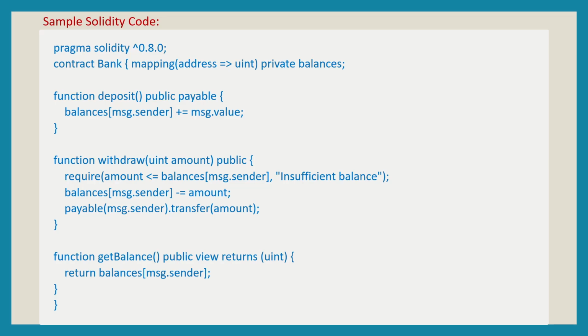If this requirement is successfully fulfilled, then the amount would get subtracted and we are using payable(msg.sender).transfer(amount), right? And finally, function getBalance() public view returns (uint) and return balances. You must have already learned the syntax in previous classes. I'm not going to waste so much time on that. But what I tried to show you was how the require function worked in a very brief manner.